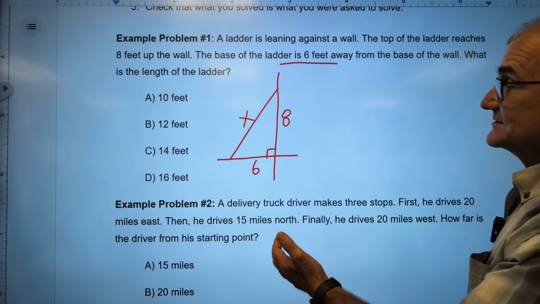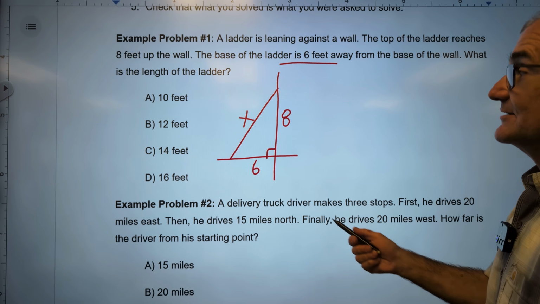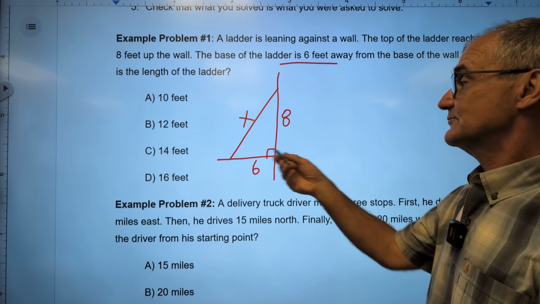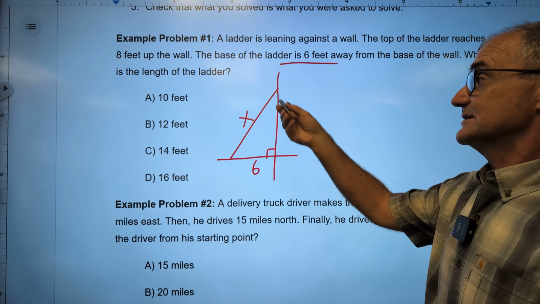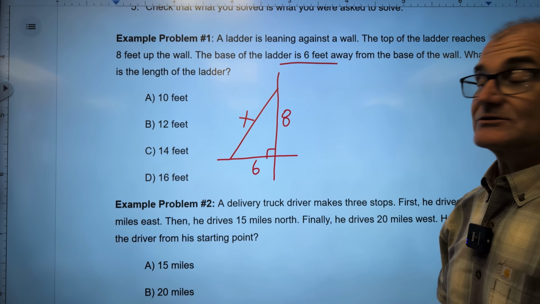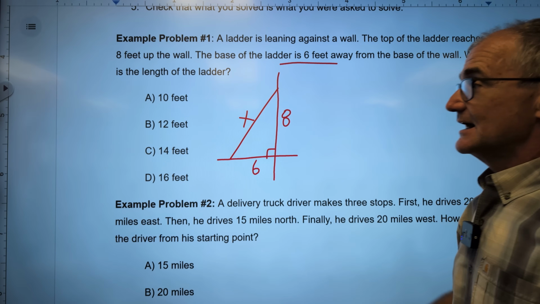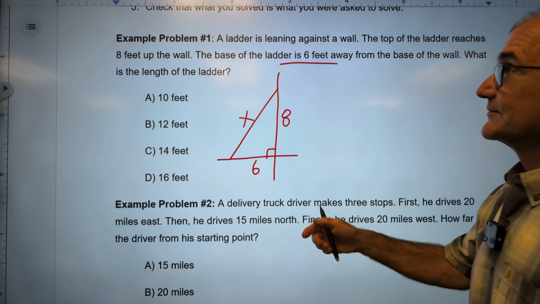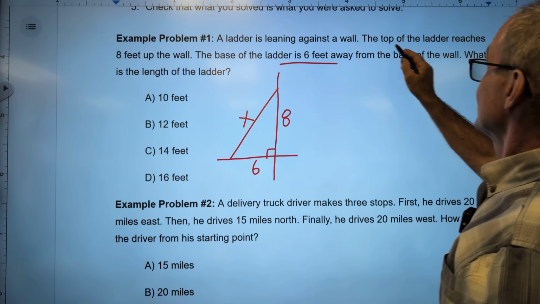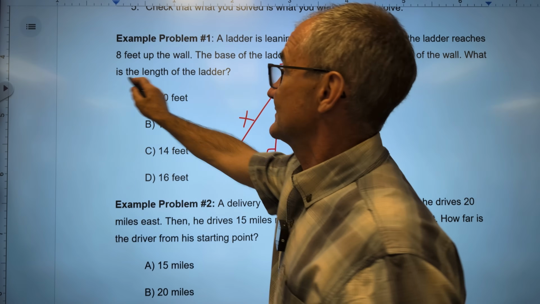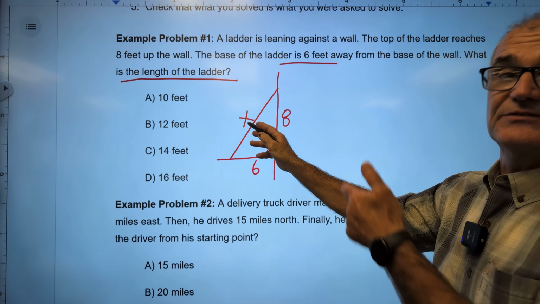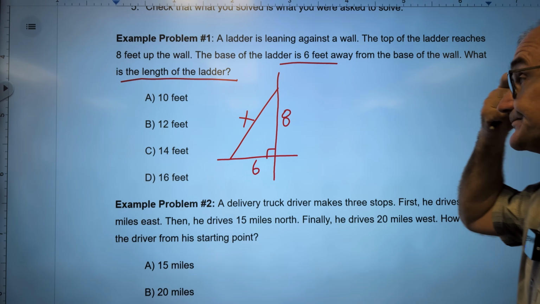So there's my picture. A couple things I note on that picture is that this is perpendicular. The wall is straight up from the ground. Therefore, it's going to create a right triangle. With that picture in front of me, I can see the solution to this is the Pythagorean theorem. So I mark this up, and then it says, what is the length of the ladder? I labeled this as x because that is what I'm looking for.